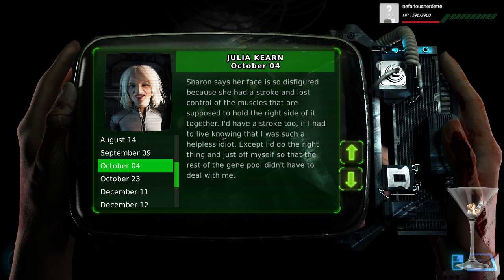October 4th. Sharon says her face is so disfigured because she had a stroke and lost control of the muscles that are supposed to hold the right side of it together. I'd have a stroke too if I had to live knowing that I was such a helpless idiot. Except I'd do the right thing and just off myself so that the rest of the gene pool didn't have to deal with me.